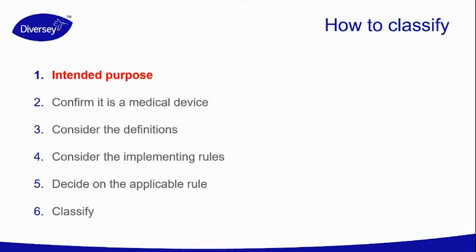But the most important thing in how to classify a medical device is the intended purpose. So what is the intended purpose of your medical device? And then we need to confirm that it is a medical device together with the notified body if it's a class higher than 1. We need to understand the definition and the implementation rules, and we need to decide what is the rule for our medical device and classify it.